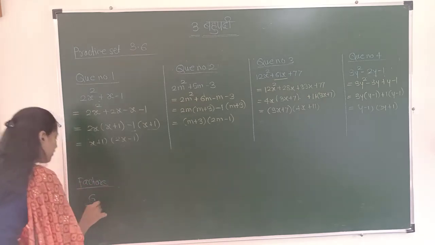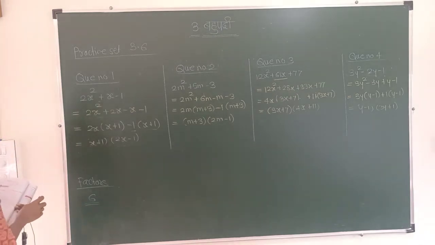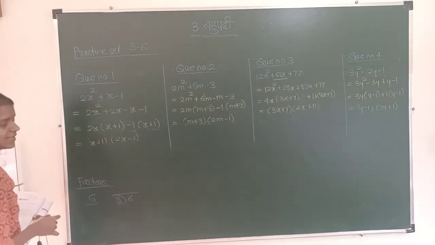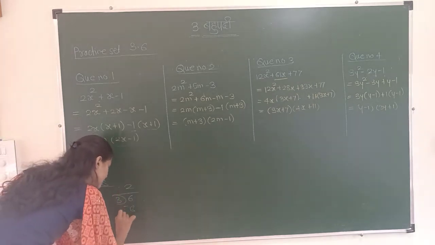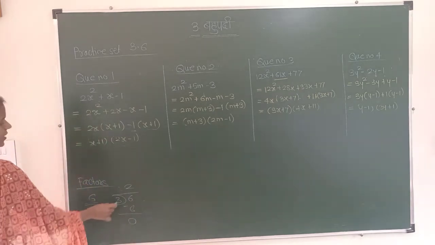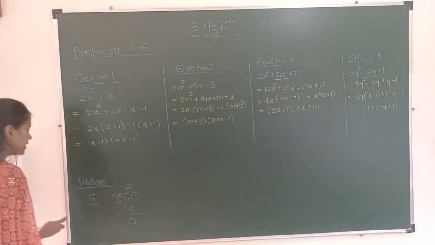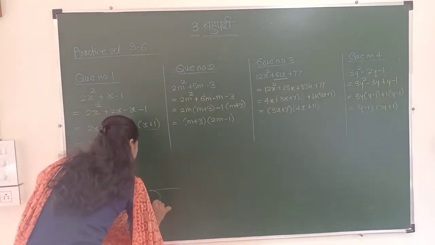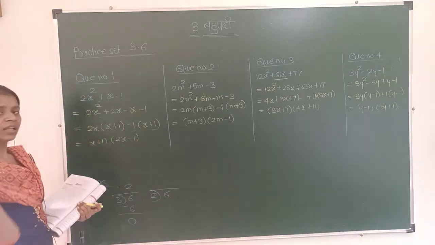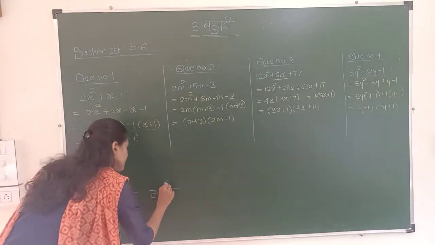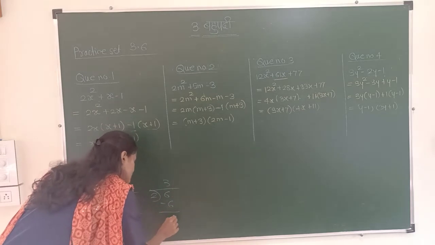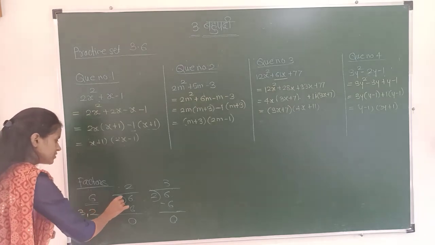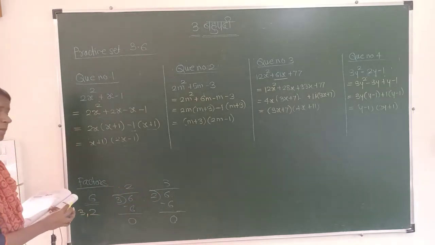Suppose we have to find the factors of 6. How will we find it? See, we can divide 6 by 3. 3 2s are 6. Remainder is 0. Therefore, we can say 3 is a factor of 6. Again, suppose we divide 6 by 2. 2 3s are 6. The remainder is again 0. So 2 is also a factor of 6. 3 is a factor of 6, and 2 is also a factor of 6.